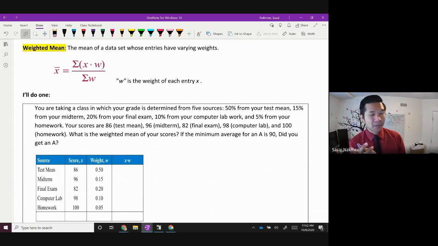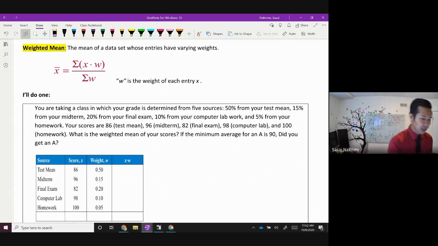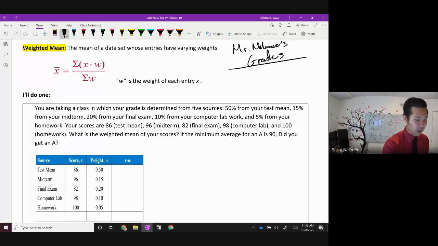For example, before COVID happened, in my class, Mr. Nakmi's grades, let's say. You don't have to write this down. I just want to show you. Mr. Nakmi's grades used to be broken down this way. The test scores used to be worth 70% of your grade. Quizzes would be worth 20% of your grade, and your homework would be worth 10% of your grade, right?